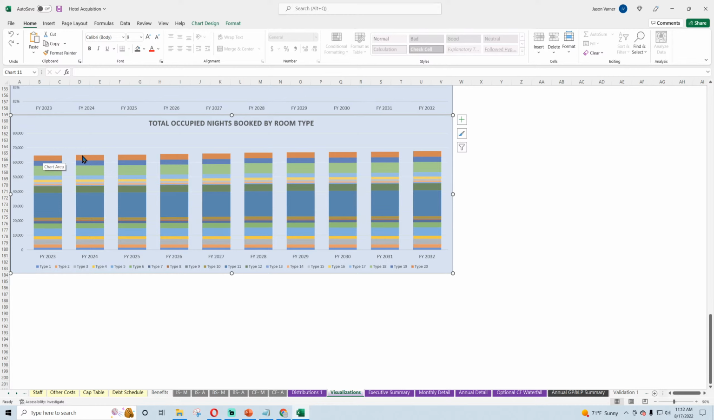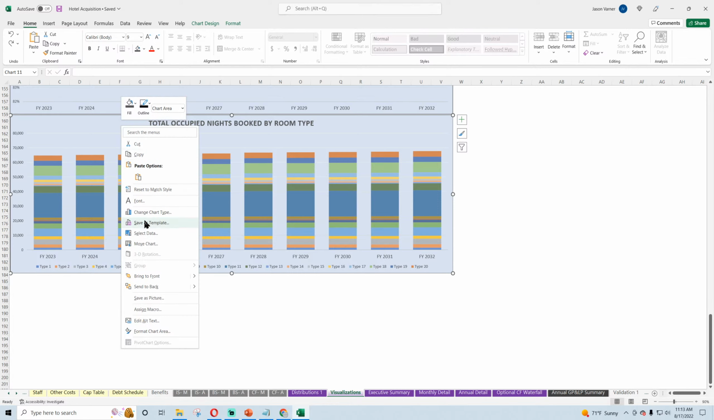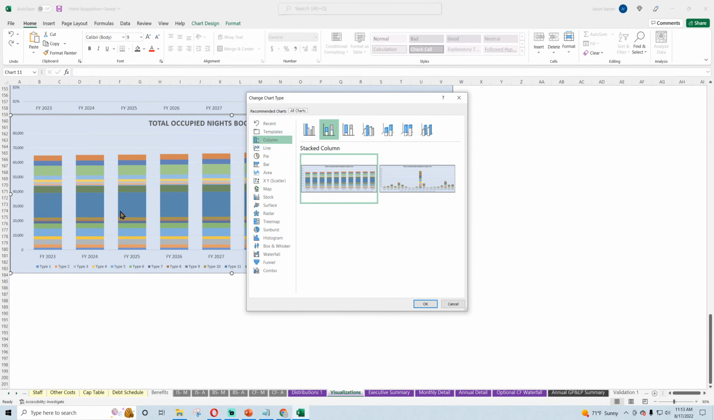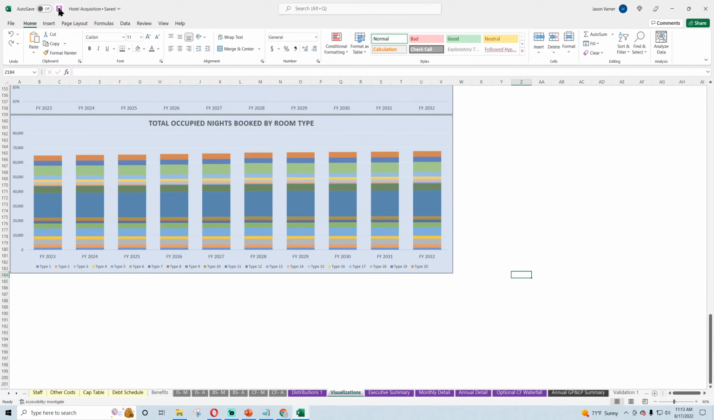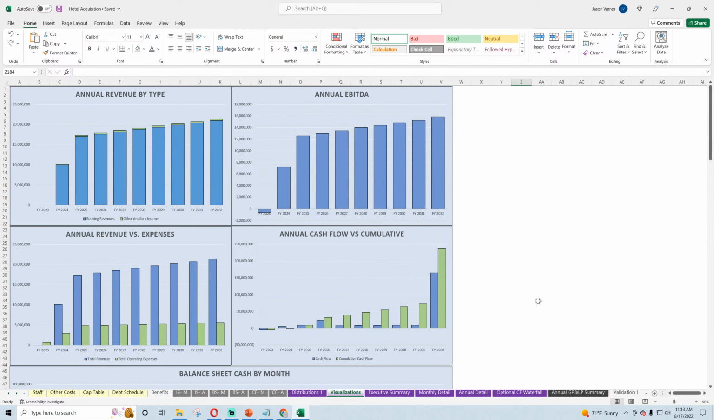I mean, the total rooms booked is also good. 60,000 nights essentially year one, and you can see how much each one. We'll leave it here. If you wanted to do it, you just copy this and then go to change chart type and go to line, and you could just do a line like this or a line with markers. All right, visuals looking good.